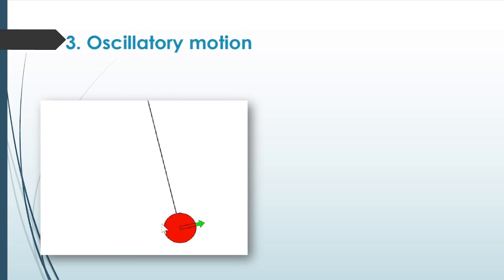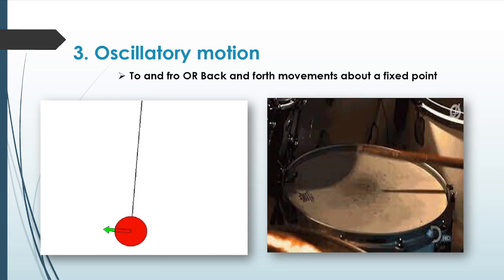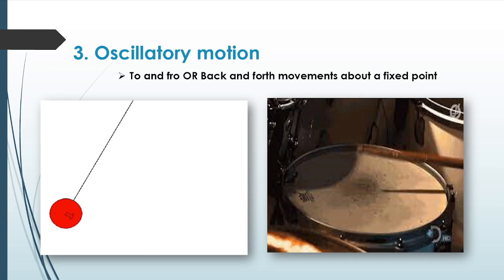Now let's take a look at this bob which is moving to and fro, with the mean position at the center. This type of motion is called oscillatory motion. Oscillatory motion is a to and fro or back and forth movement about a fixed point, or what we call a mean position. That is, if you hold the position here at the center, the ball is moving in equal directions to either side of that central position or fixed point. And this is what we call oscillatory motion. Oscillatory motion can also be seen in another form, all sorts of wind instruments.